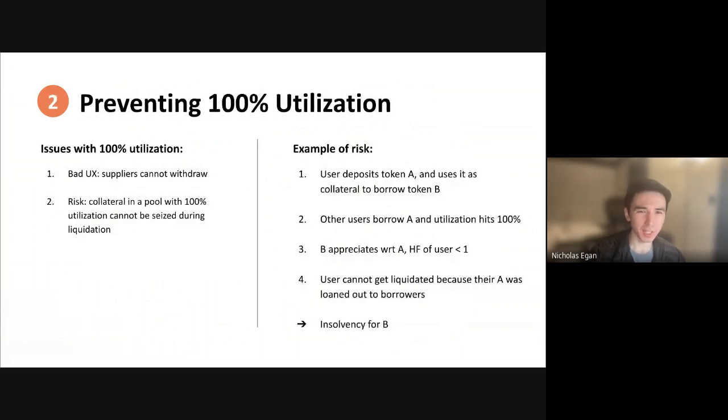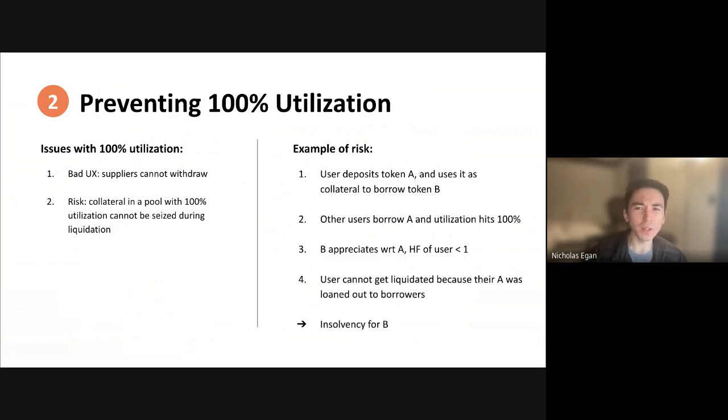The second heuristic that I want to discuss is around preventing 100% utilization within a given lending pool. Now, there are two issues with utilization being 100%. The first is that it's bad UX, as suppliers cannot withdraw because all of their tokens are being loaned out. And the second is that there is risk associated with 100% utilization because the collateral cannot be seized during liquidation.